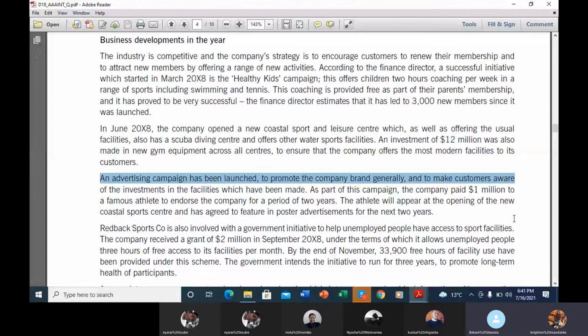I've guided you, shown you, indicated that there's an amount they paid to endorse the company for a period of 2 years. So I say, what is an appropriate heading that you may put there? What is it?